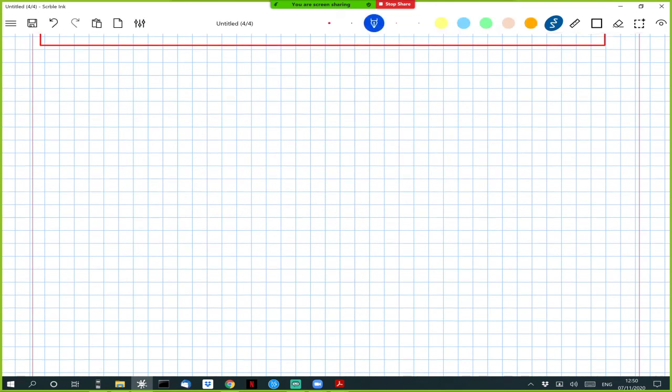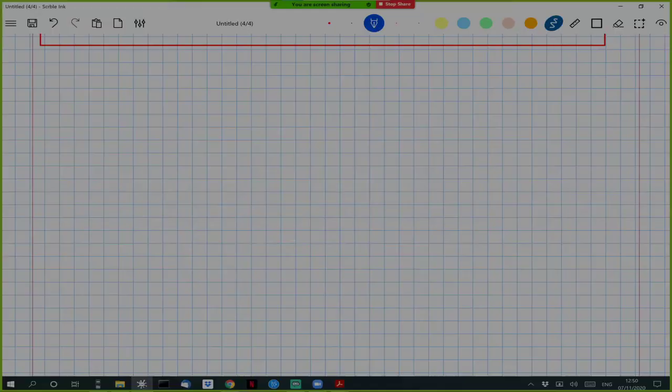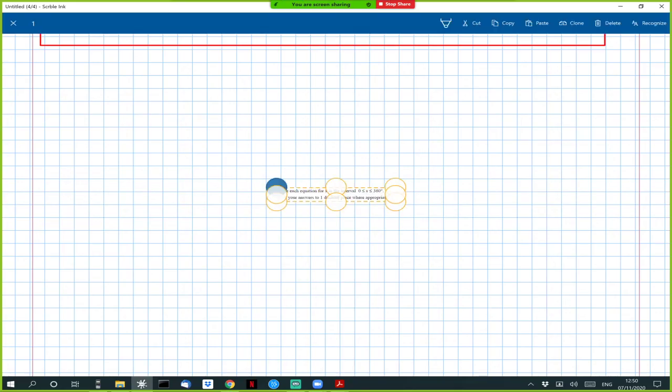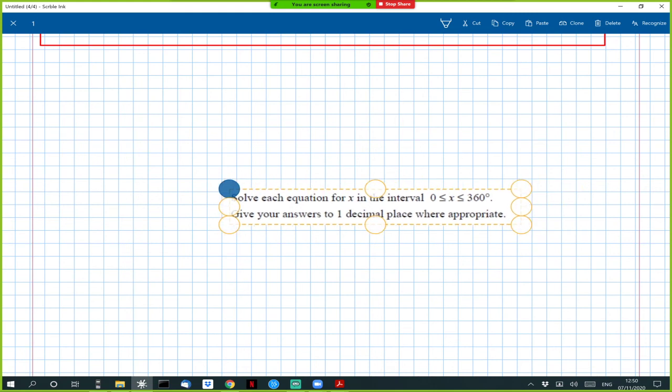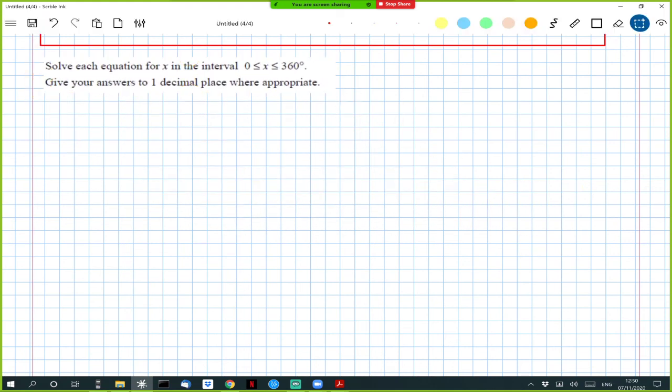So let's do an example of using these double angle formulae. Solve each equation in the interval 0 to 360, give your answers to one decimal place where appropriate.